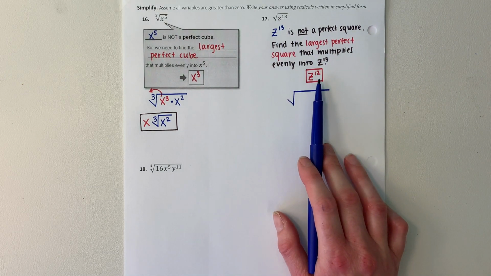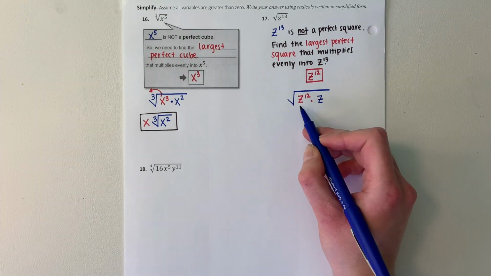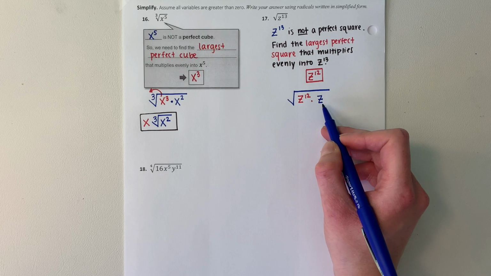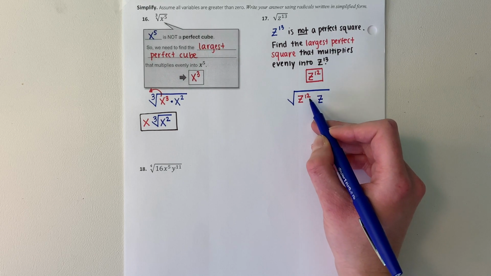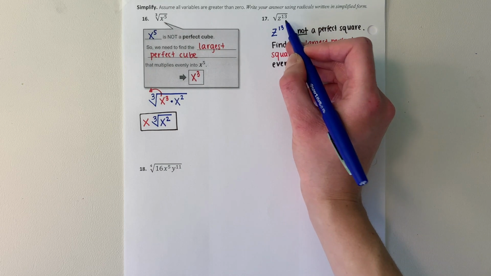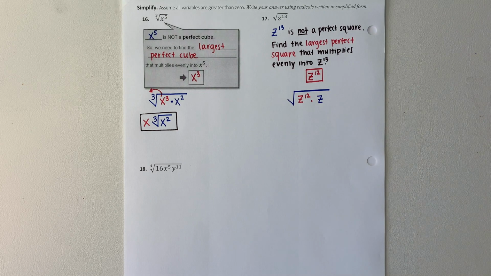So now that we've identified our largest perfect square, we need to rewrite z to the 13th as z to the 12th times some quantity. Let's see. Remember when you multiply two quantities with the same base, you add their exponents. So this exponent must be a 1 because 12 plus 1 will give us 13.